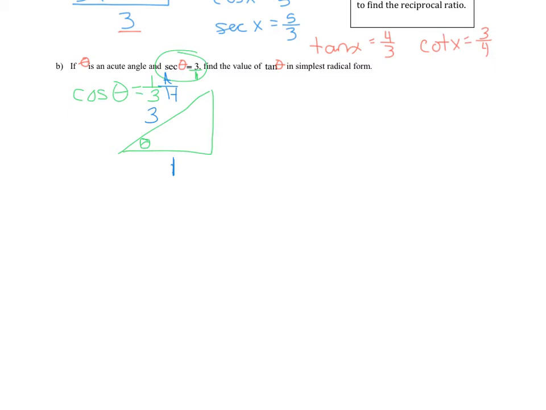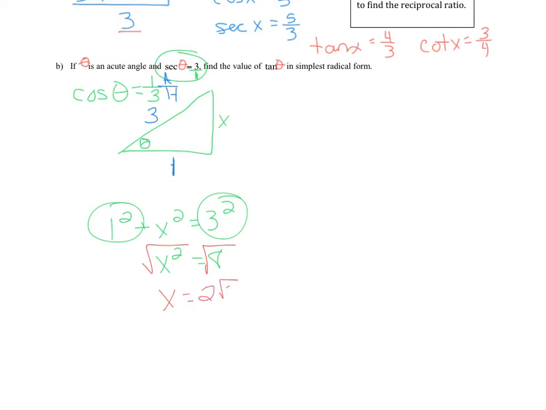Using Pythagorean theorem, we did something similar to this, so we'll do this kind of quickly. We're going to find this side. So when I move my 1 over, 9 minus 1 is 8. And taking a square root here, radical 8 simplifies, 4 times 2 is 8, to 2 radical 2. So we're going to put that on here.